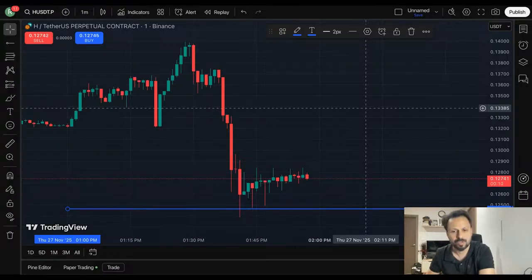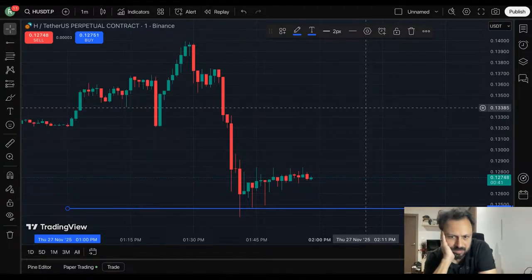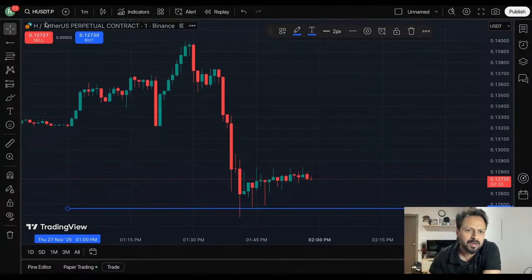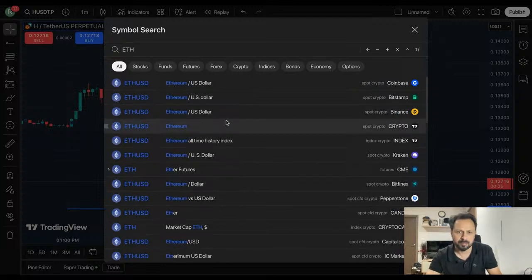Okay, let me check. We have to wait a few minutes to see where it goes. Here we see the candles are moving in very steady movements. So okay, let's see another coin. What can we get into? Ethereum. Let's see Ethereum.